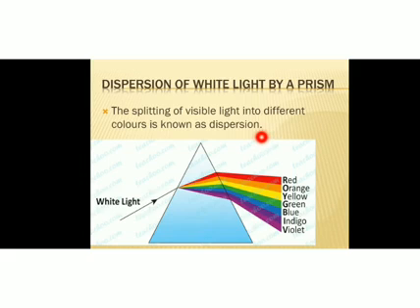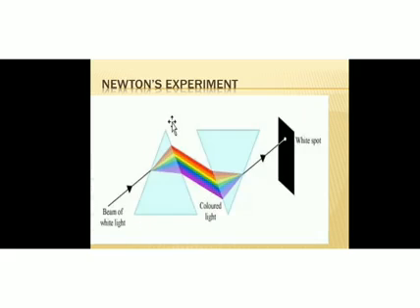The splitting of light into its component colors, or the splitting of visible light into different colors, is known as dispersion of light. Isaac Newton was the first scientist to use a glass prism to obtain the spectrum of sunlight. He tried to split the colors of the spectrum of white light further by using another similar glass prism. So we can discuss the experiment performed by Isaac Newton to confirm that white light consists of 7 colors. So this was the experiment performed by Newton.